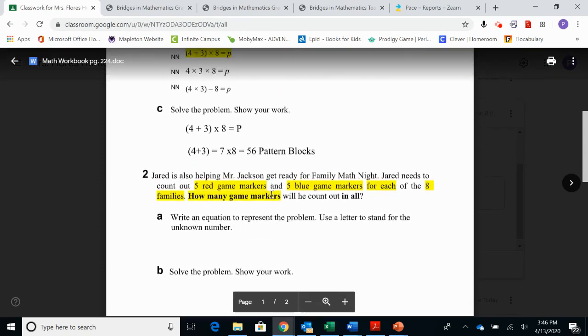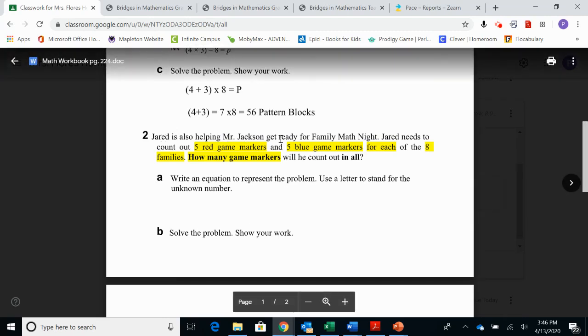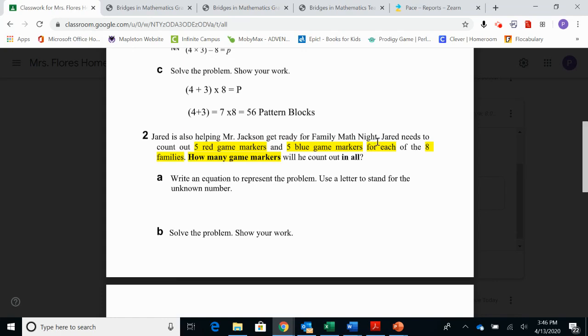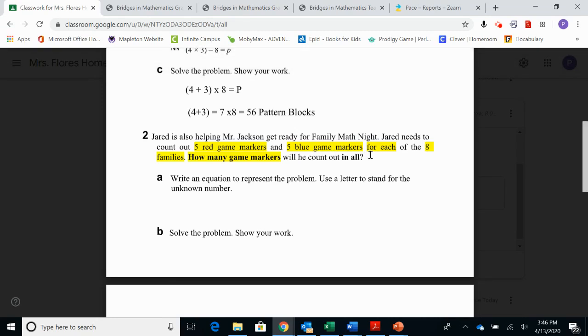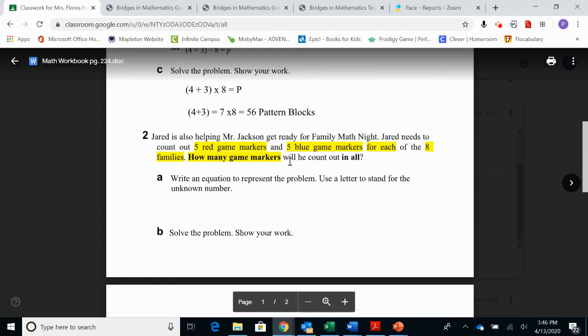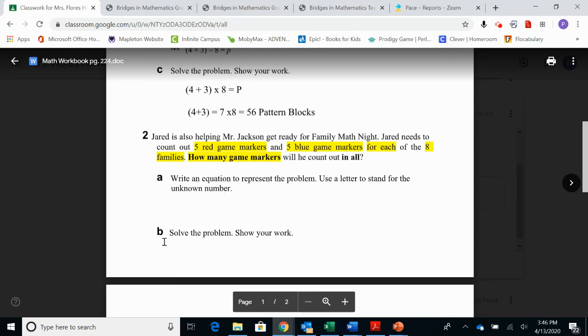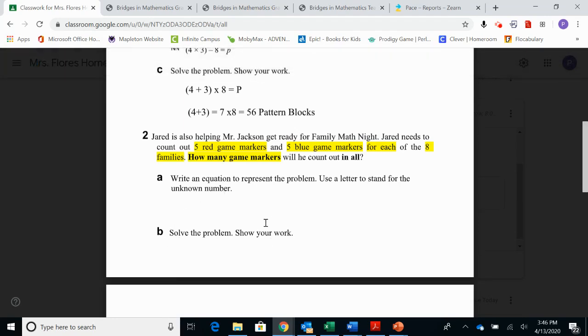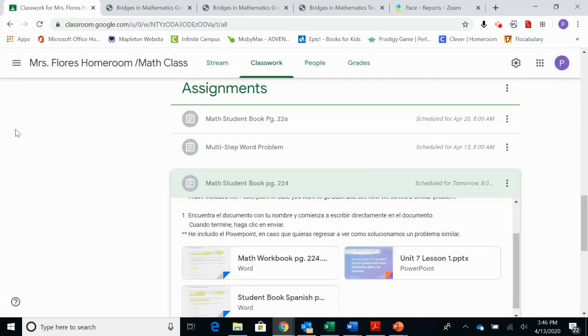And then you have a second problem, and this is the one you need to do. So Jared is also helping Mr. Jackson get ready for family math night. Jared needs to count out 5 red game markers and 5 blue game markers for each of the 8 families. How many game markers will he count out in all? So you need to write an equation and then use a letter to stand for the unknown number, and you have to solve the problem and show your work. Once you're done with this, make sure you click submit or turn in.